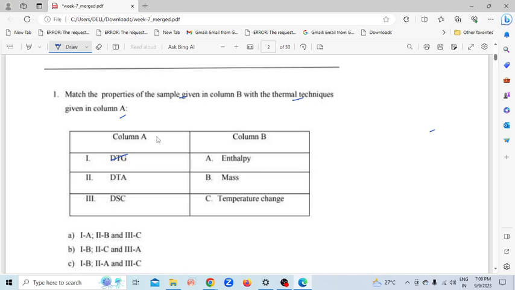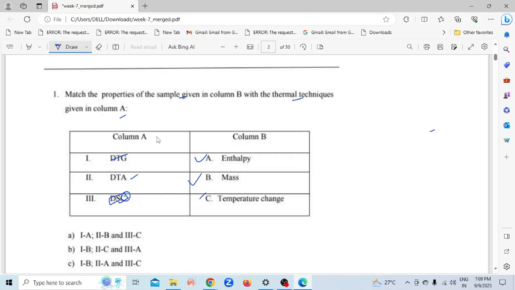So it will give you the mass change. Then DTA, differential thermal analysis, will give you the temperature change. And last, differential scanning calorimetry. Calorimetry, as its name says, will measure enthalpy.